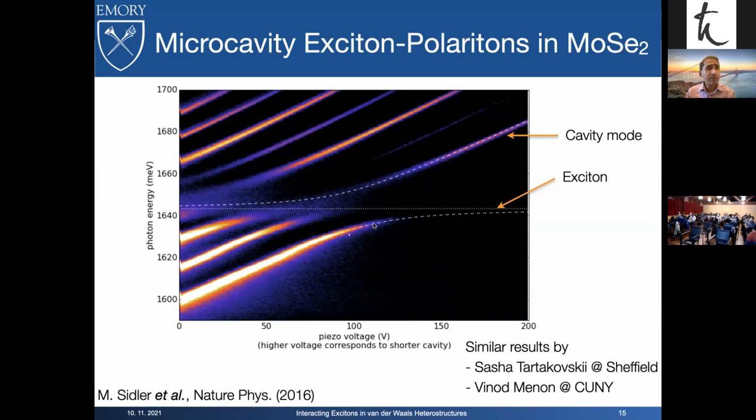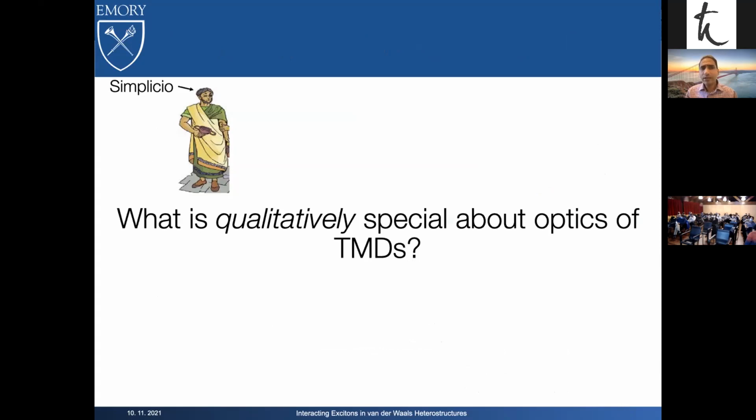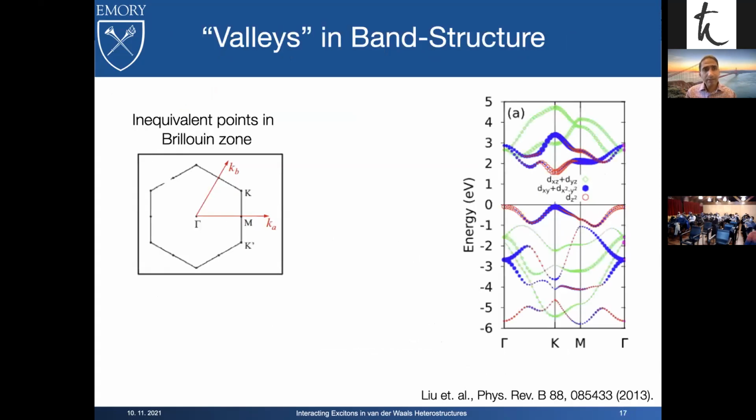And this number is roughly corresponding to the 30 meV you saw before. Okay, and then since then, many groups have seen polaritons in this material. So you might say, well, everything is scaled up by a factor of 10. That's a quantitative difference. What about qualitative differences? And for that, you need to look at the band structure.